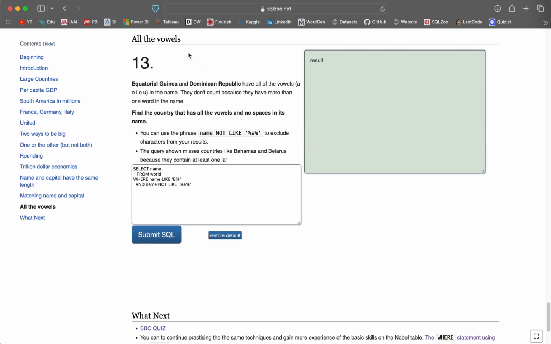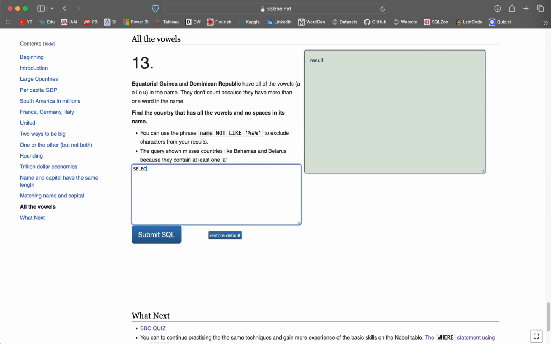Okay, all the vowels. Equatorial Guinea and Dominican Republic have all the vowels A, E, I, O, U in the name. They don't count because they have more than one word in the name. Find the country that has all the vowels and no spaces in its name. That's a very important part to pay attention to: no spaces in its name. You're going to see what it's like in a second.